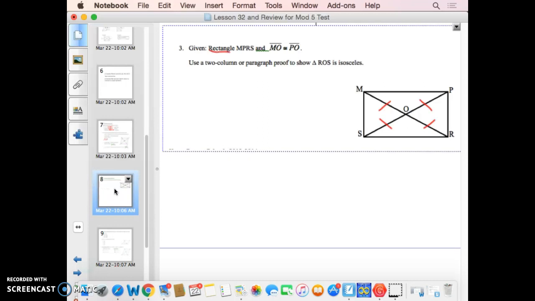And then I know that this angle here is going to be congruent to this angle here. And so now I've got side angle side to prove that the two triangles are congruent. So therefore, I can say that all parts are congruent. And now I can say that ROS is an isosceles triangle because it has two congruent angles. Okay. So I'm going to stop here, and I'll do the rest of the review sheet in the next video.